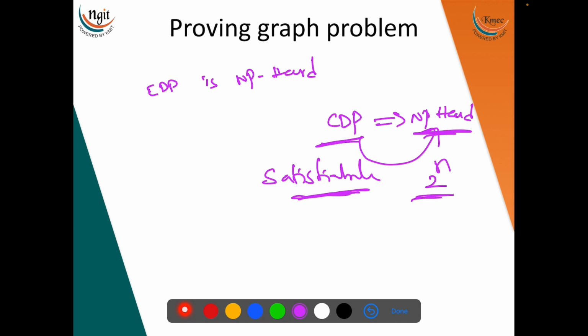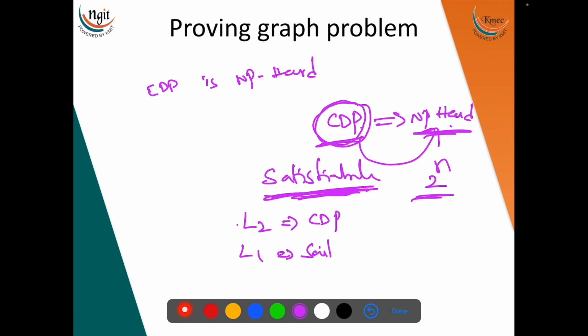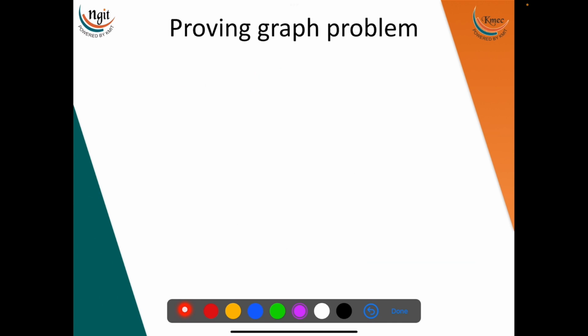Now my aim is to prove this clique decision problem is NP-hard. So according to the strategy we discussed in the first slide of this video, you have to consider one known problem. That known problem is satisfiability. Now L2 is CDP, L1 is satisfiability. So now we will reduce satisfiability to CDP. Now let's see how we are going to do it.